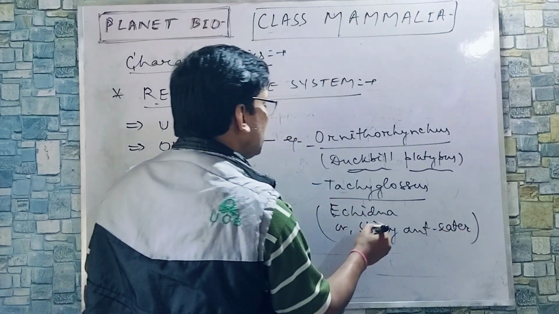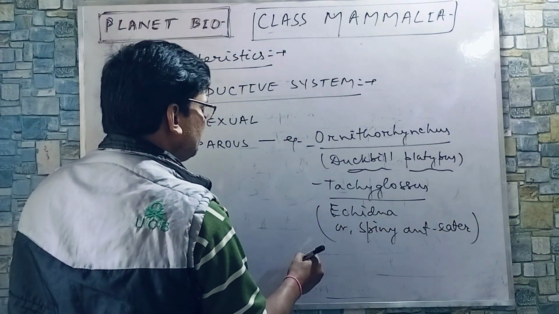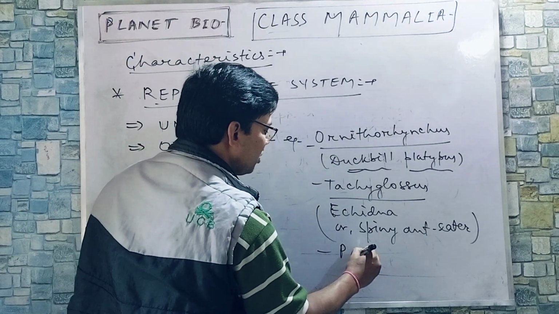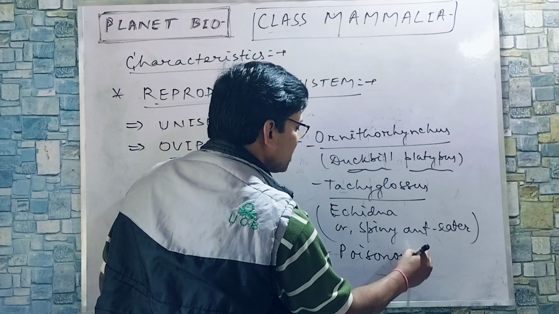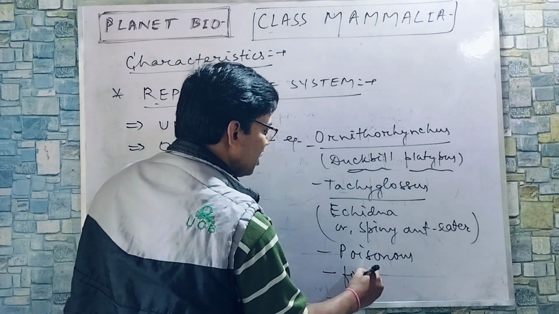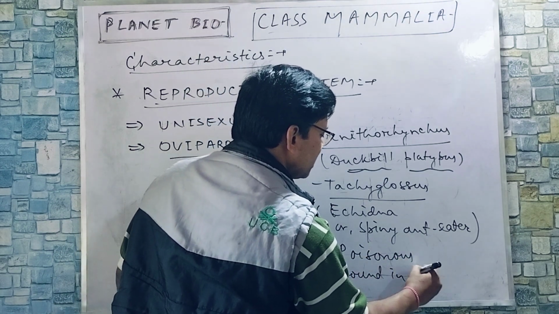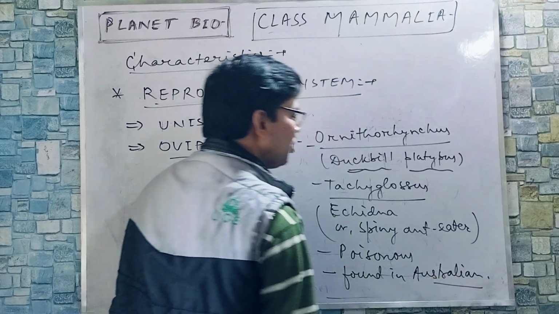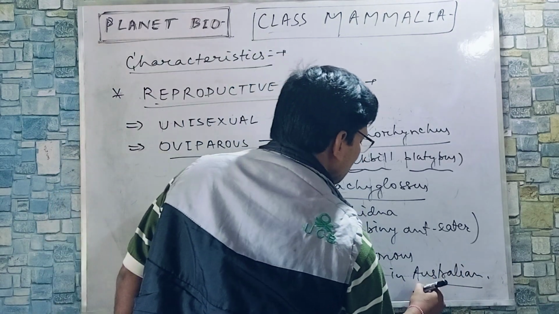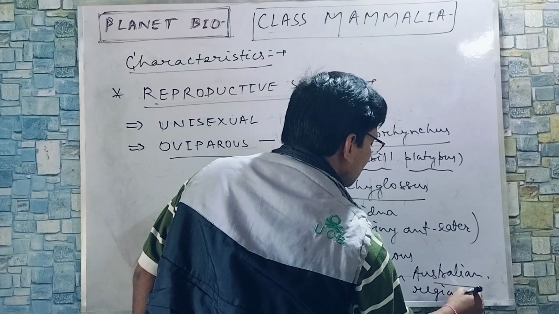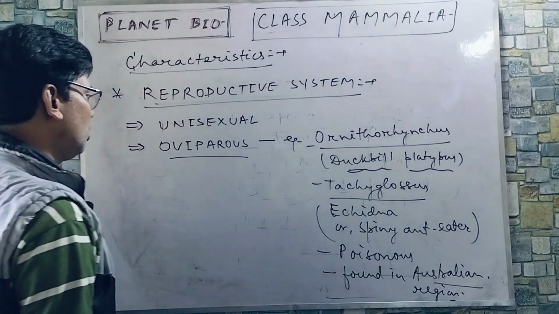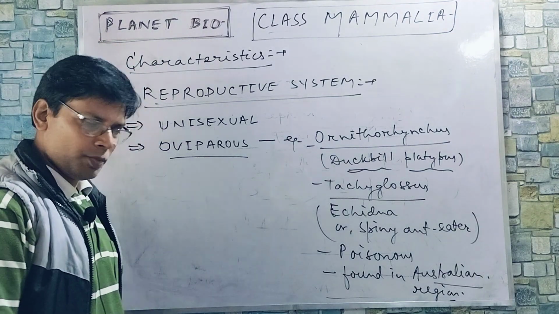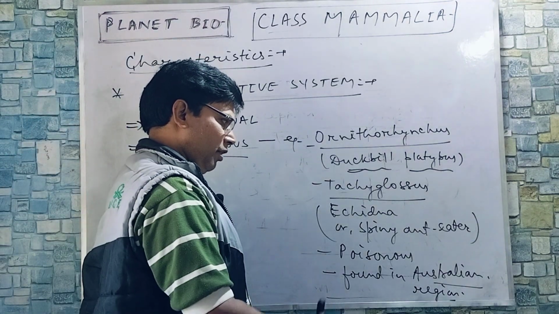Both are truly oviparous and poisonous mammals also, found in the Australian region only. They have a poisonous spur or poison gland, and they are found in the Australian region only.